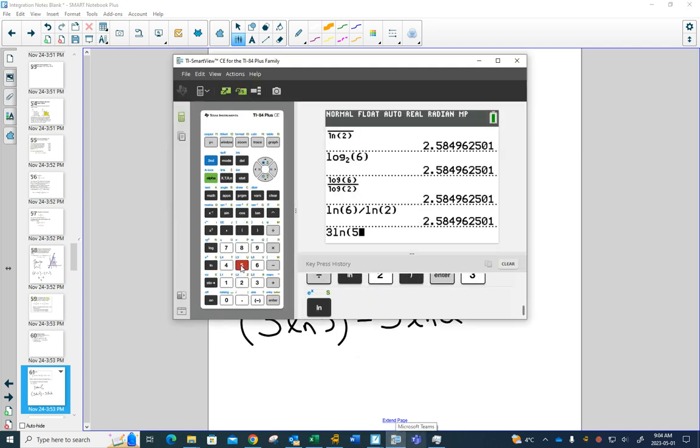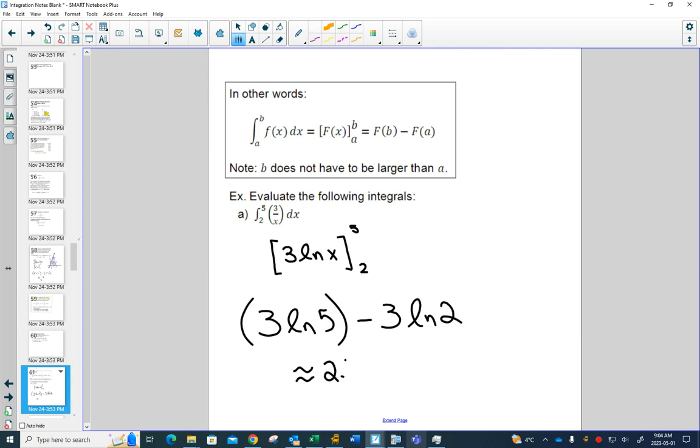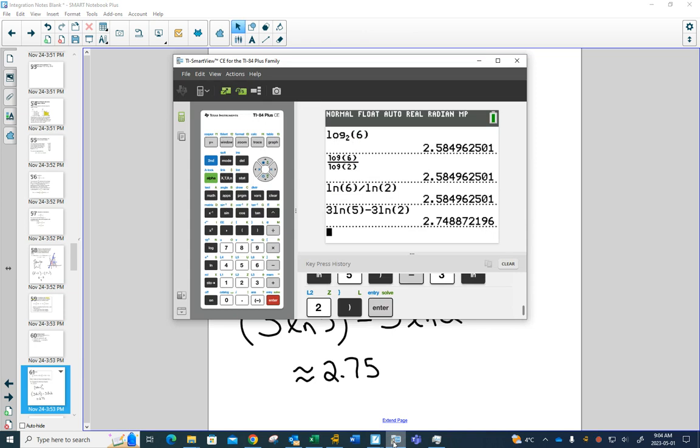Three natural log of 5 minus 3 natural log of 2 is approximately 2.75. Now what I'm going to show you is on your calculator.